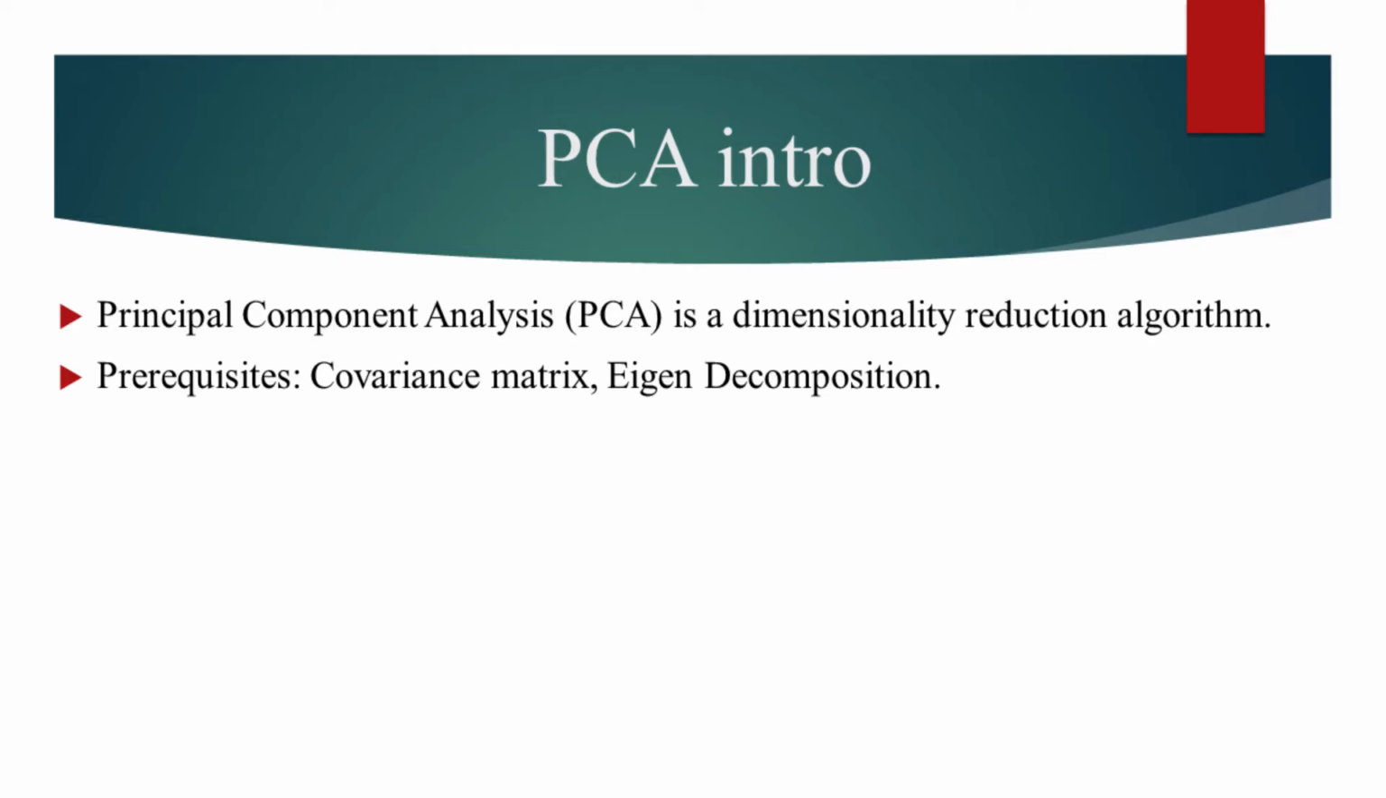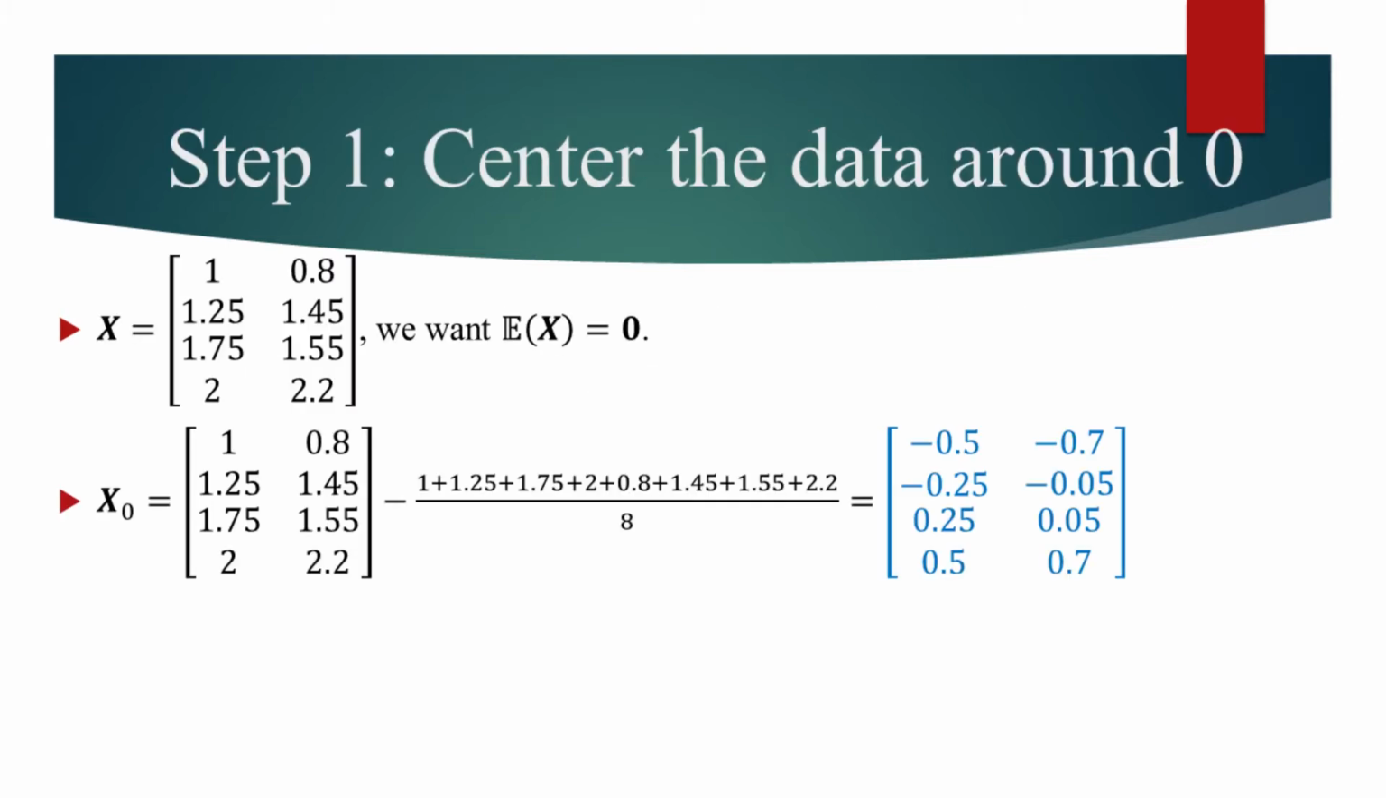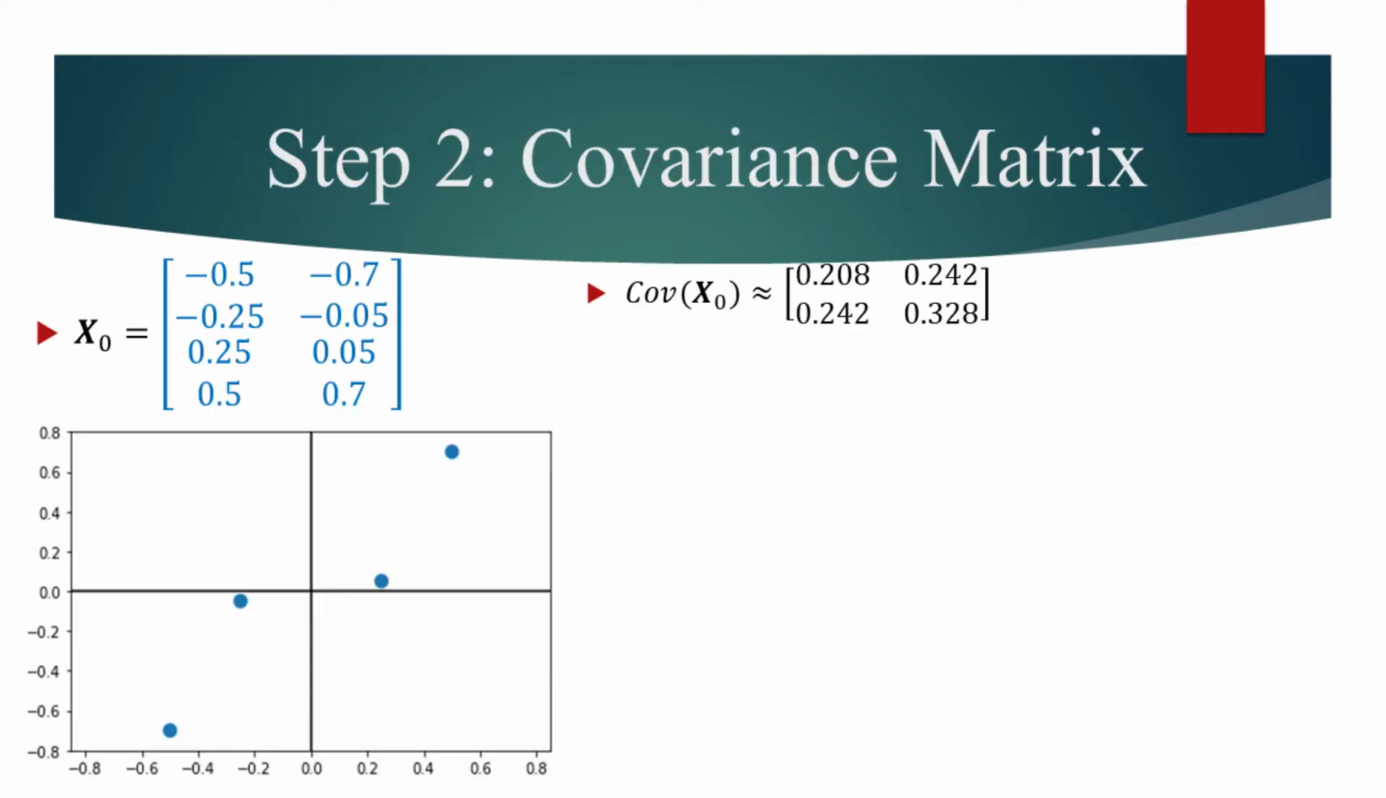Principal component analysis is a dimensionality reduction algorithm. We will now go through the steps of the PCA. X will be the toy dataset with 4 data points. First, we want it to have a 0 mean. We accomplish this by subtracting the mean from X.